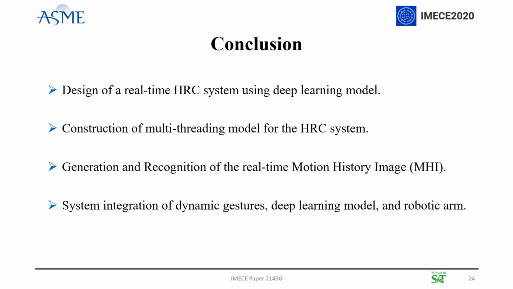In this paper, a brand new human-robotic collaboration system was designed using the deep learning model. A multi-threading model was designed for this system. An improved real-time motion history image was proposed. The system was integrated with the dynamic gesture deep learning model and the robotic arm.